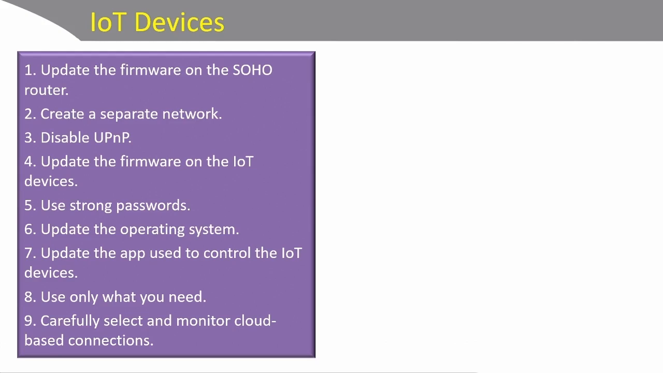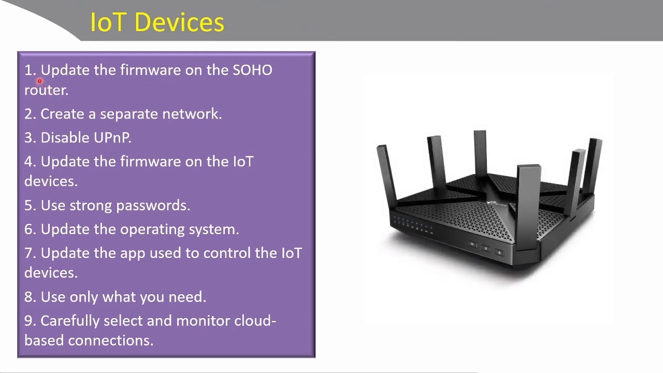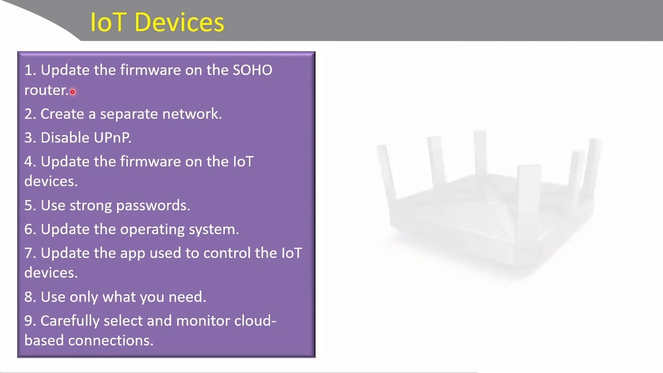And so those are: 1, update the firmware on the SOHO router. Make sure that you've updated that firmware. Very important, because the SOHO router can be used as an attacking device as well if it's not up to date. There's always vulnerabilities being found on routers.